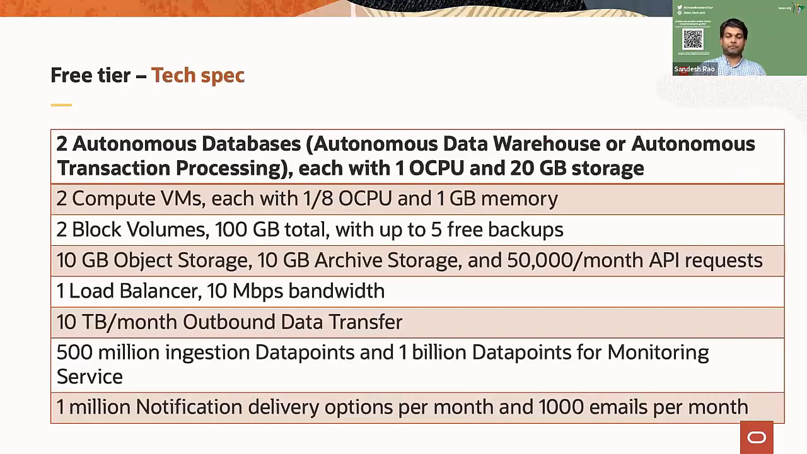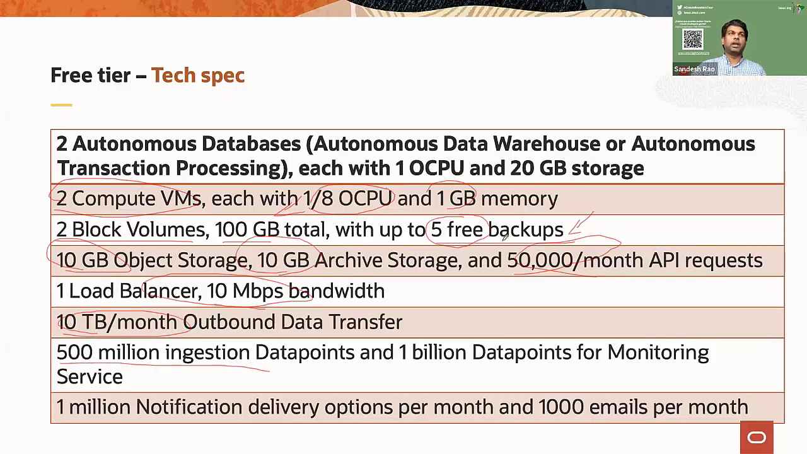What you get with this is 2 compute VMs, 1/8 of a CPU each, and 1 GB of memory each. You get 2 block volumes, 100 GB each. You get 5 free backups, but any backups that you take will come out of the 100 GB storage. Then there's 10 GB of object storage, 10 GB of archive, and 50,000 API requests per month. You get a load balancer with 10 megabits of bandwidth, 10 terabytes a month of outbound data transfer, as well as 500 million ingest data points.